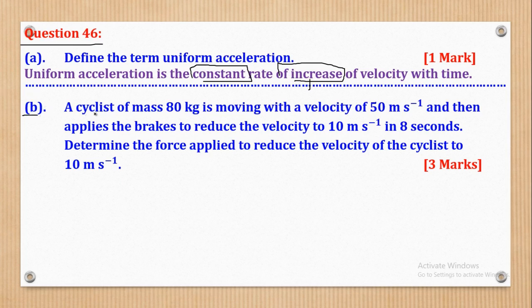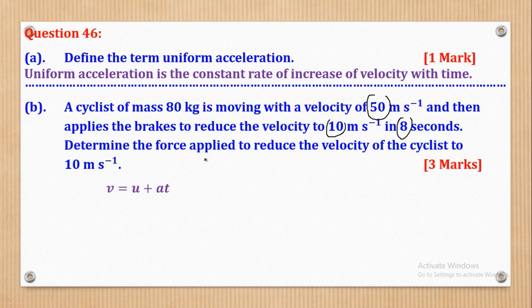Then part B, a cyclist of mass 80 kilograms is moving with a velocity of 50 meters per second and then applies the brakes to reduce the velocity to 10 meters per second in 8 seconds. Determine the force applied to reduce the velocity of the cyclist to 10 meters per second. So we have initial velocity as 50, final velocity as 10, and time taken as 8. Our aim is to get acceleration.